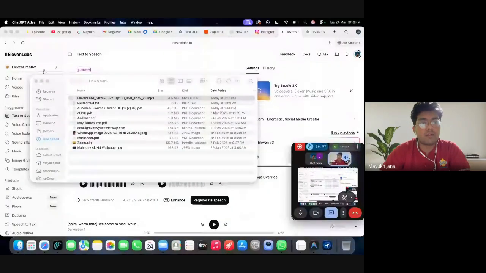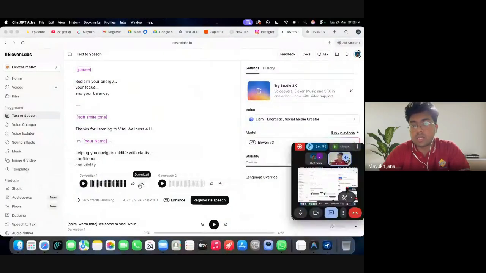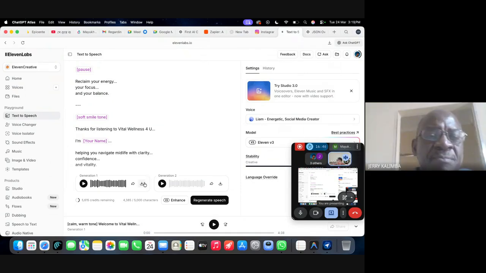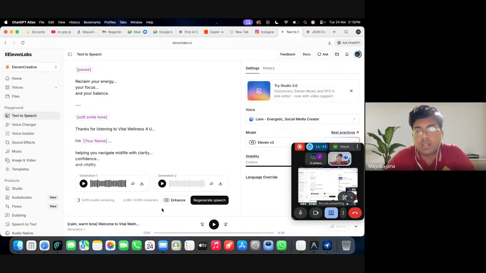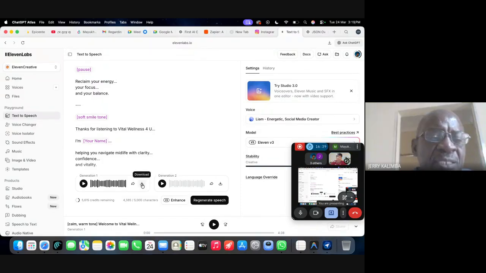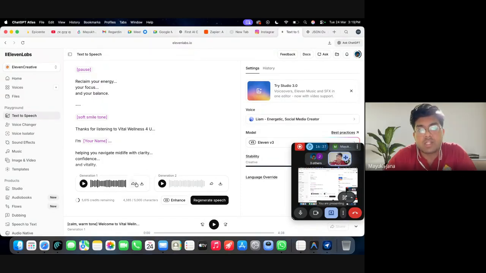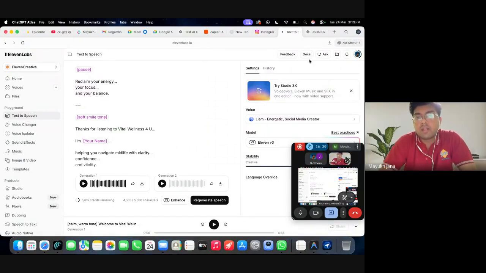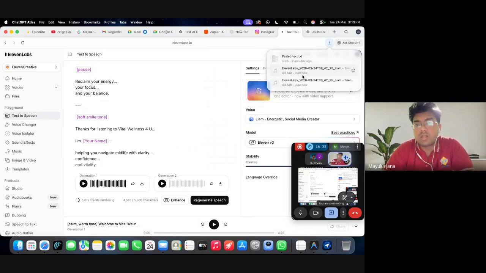Right. So see, what I will do is now I will click on this download option. Beside the generation bar, can you see the cursor? Yes, I can see it now. So beside the generation, there is a small download option. I will click on this download option, and it is downloaded here in my downloads.